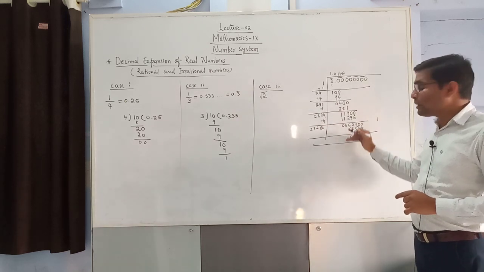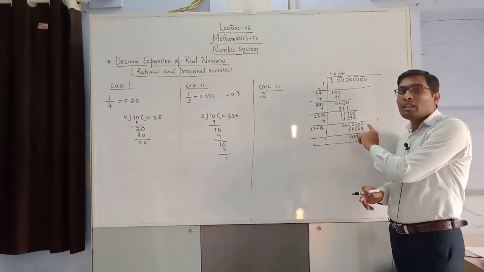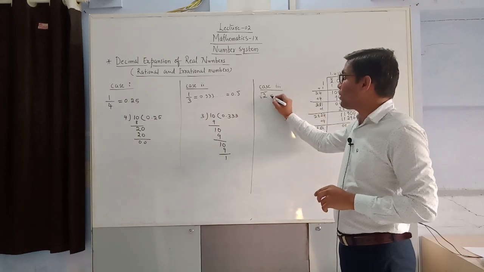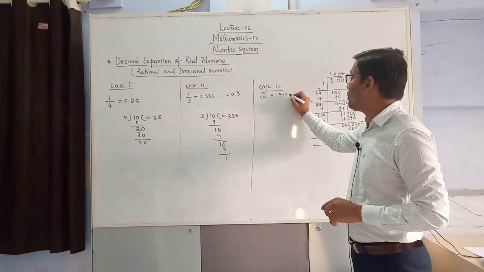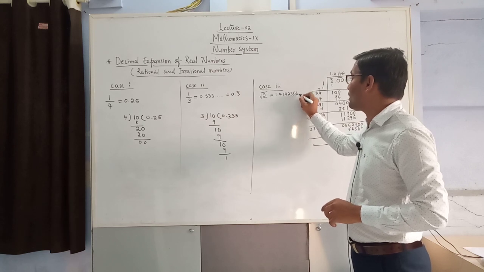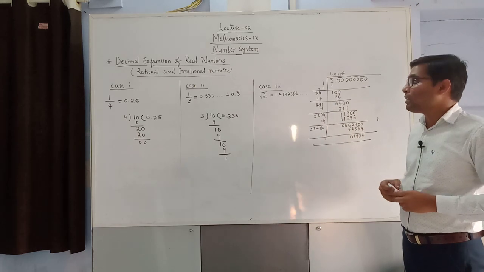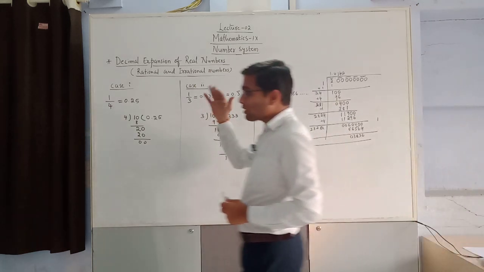After these many steps also, we are not getting a remainder as 0. By that time, we can write the square root of 2 as 1.4142356 dash dash dash. This is a decimal expansion of the square root of 2. Now moving to the case 1.